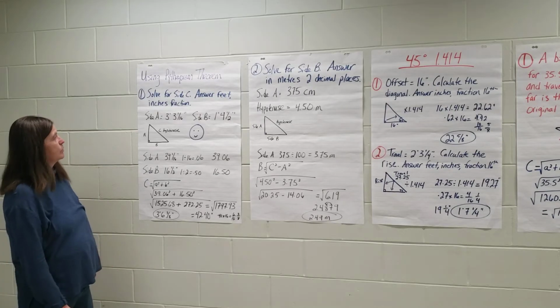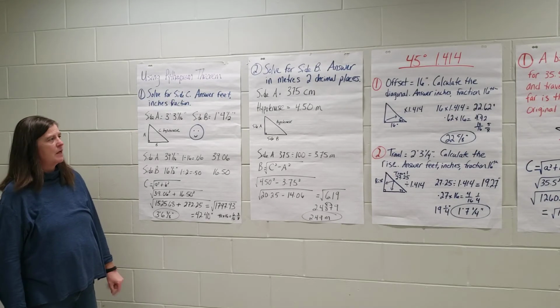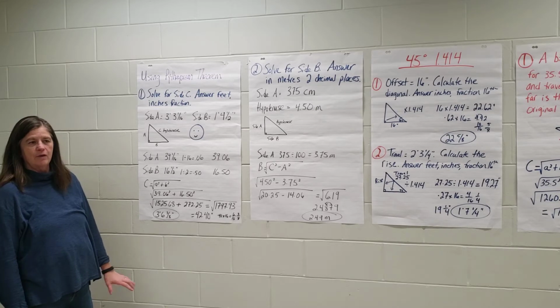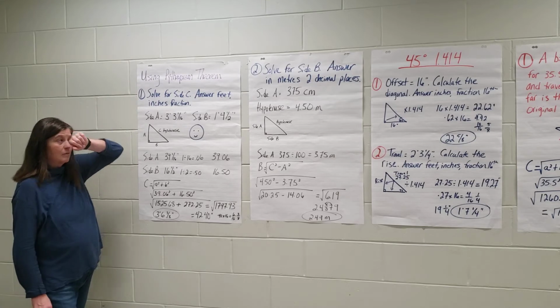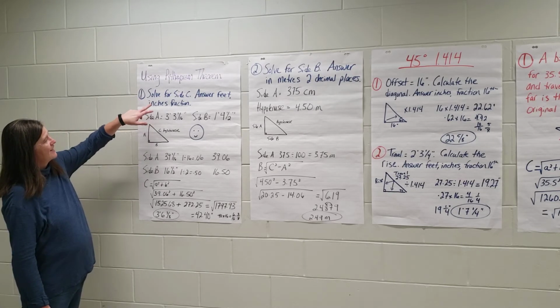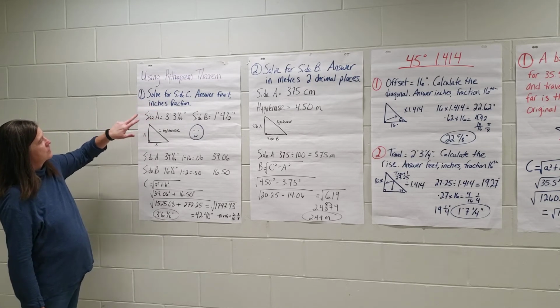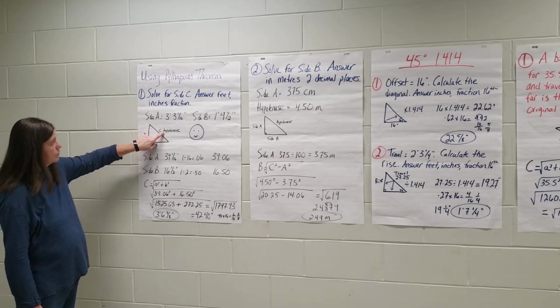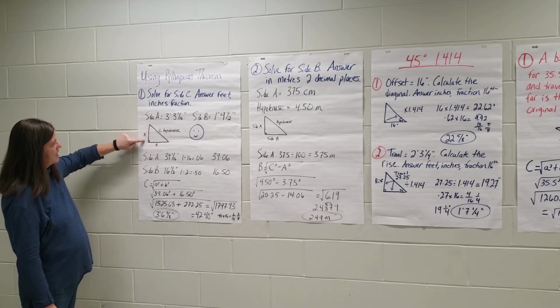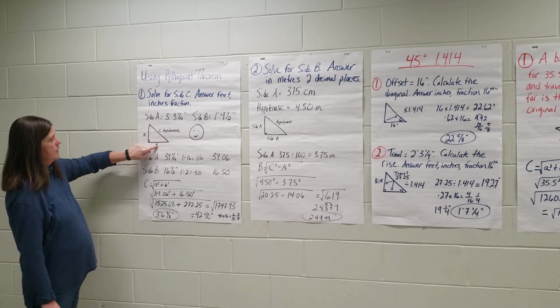Go. We're going to do some problems with Pythagorean theorem and using 1.414 and 45-degree triangles. First of all, we're going to start off with a Pythagorean theorem question. Solve for side C. Answer in feet, inches, and fraction. So remember, side C here is our hypotenuse. We're given side A, and we're given side B.